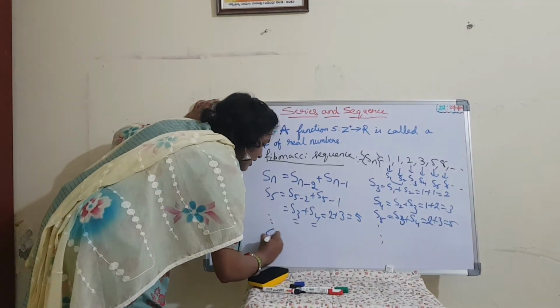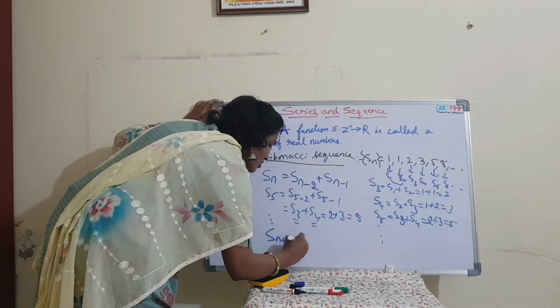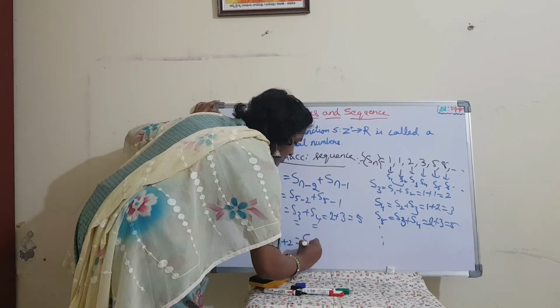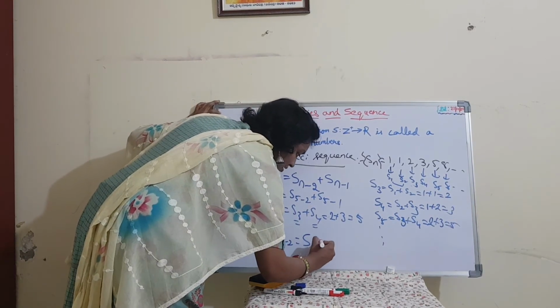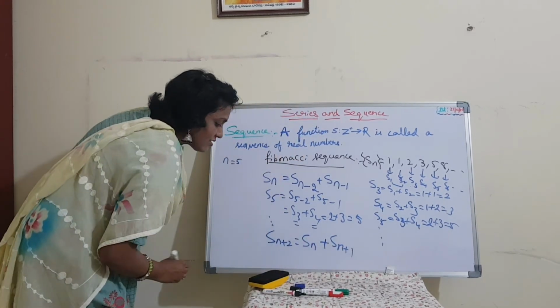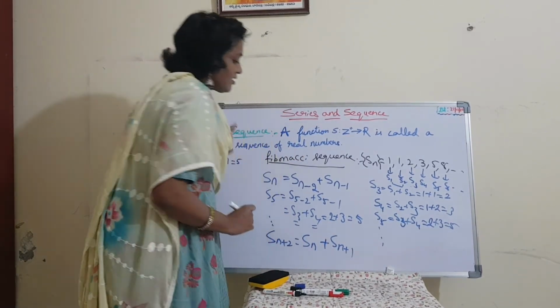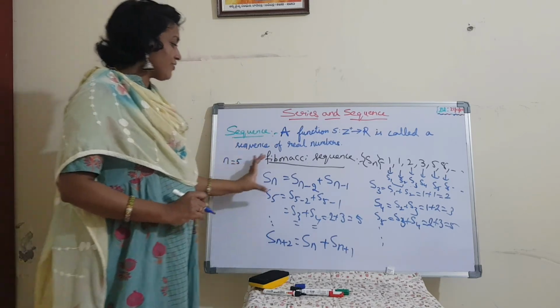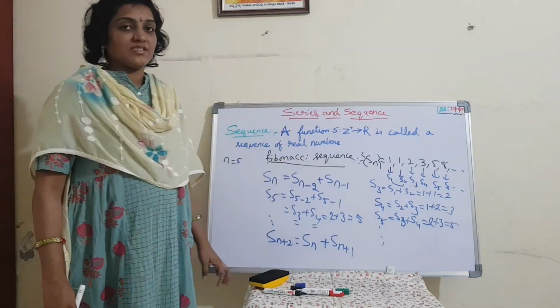Like that, Sn plus 2 is equal to Sn plus Sn plus 1. Like that you can write. This is called the Fibonacci sequence.